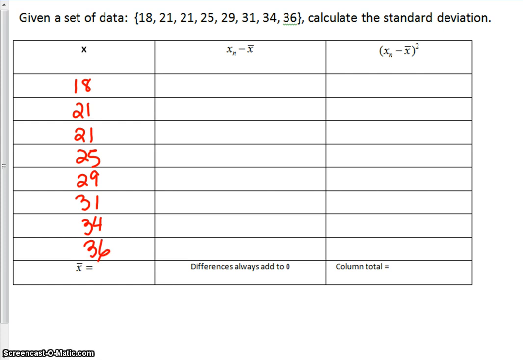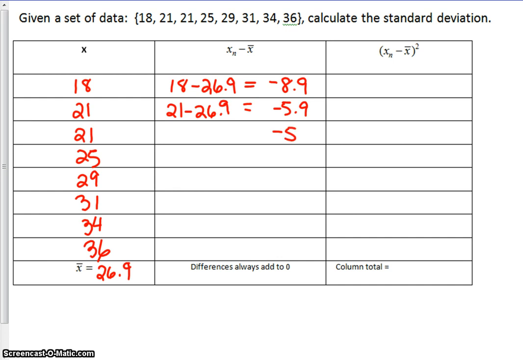So the next thing I would need to do is calculate the mean of all of these. So I'd add up all of the numbers and divide by 8 because there are 8 numbers. My mean happens to be 26.9, okay? So now I'm looking at the difference between the value I had and the mean. What's the difference between 18 and 26.9? I got a negative 8.9 here. The difference between 21 and 26.9 is a negative 5.9.